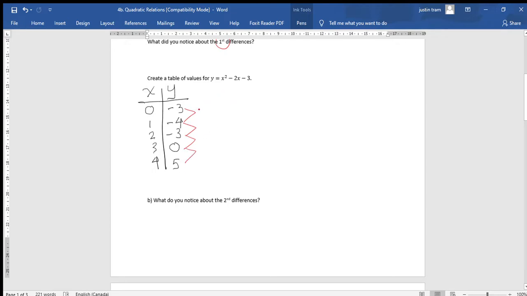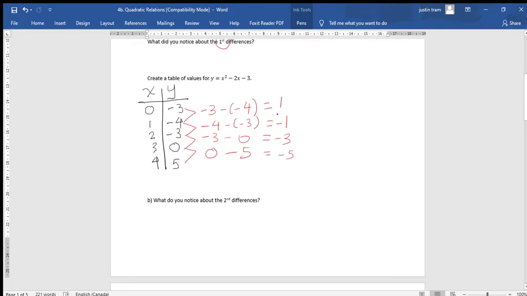Okay, so in this case I have negative 3 minus negative 4, which is the same thing as saying negative 3 plus 4, which gives me 1. Now let's check the next one. Negative 4 minus negative 3, which would be negative 4 plus 3, which would give us negative 1. And then here we have negative 3 minus 0, which should give me negative 3. And then last but not least, 0 minus 5 will give me negative 5.